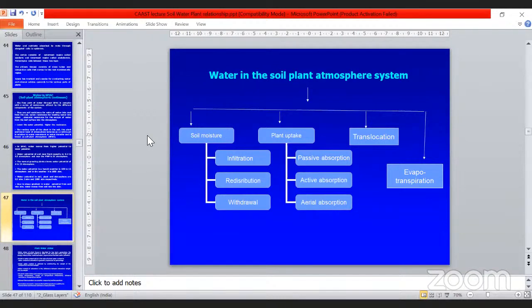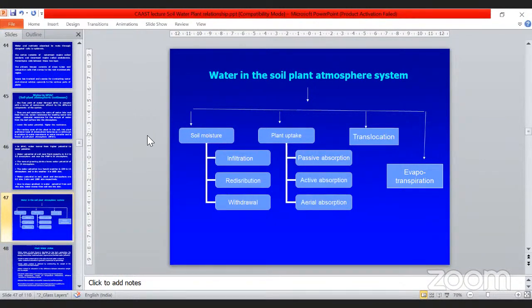Okay. Water in the soil, plant, atmosphere. This is what they call the SPAC continuum. So soil moisture has different parts. There is infiltration through rainfall or irrigation. Then it is redistributed in the soil. Then withdrawal from the soil moisture occurs. This is what you can say is soil moisture.